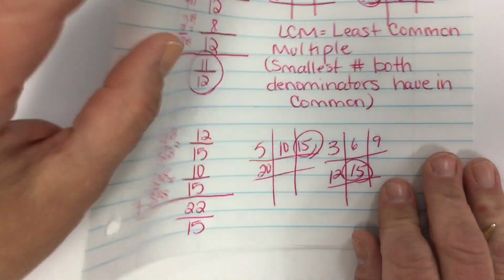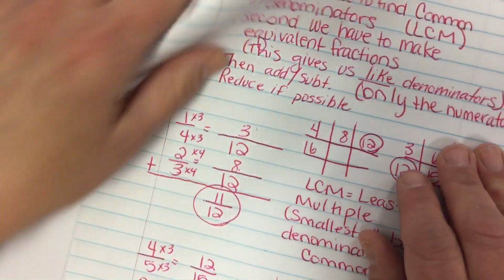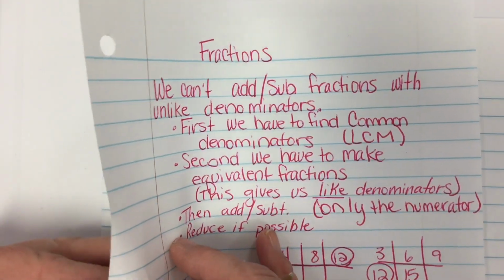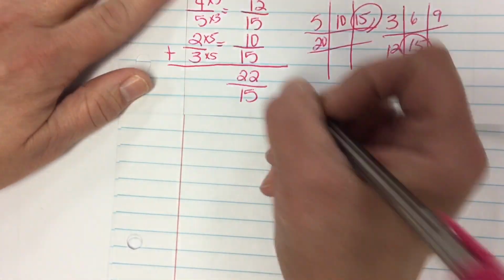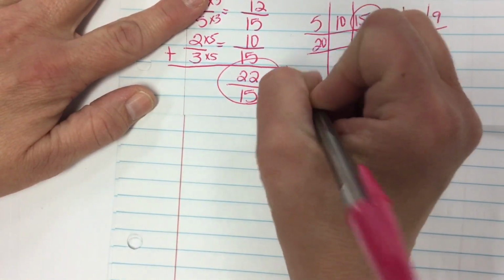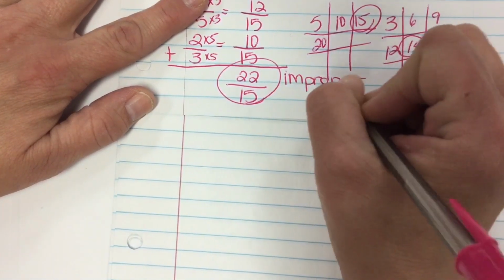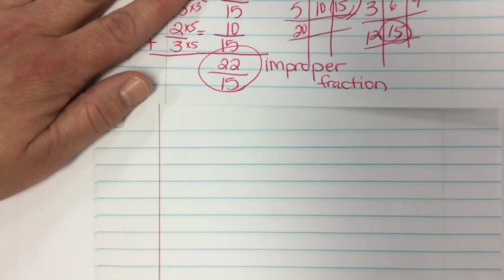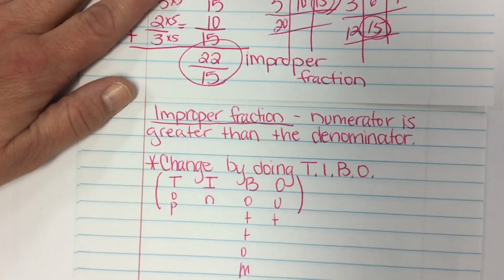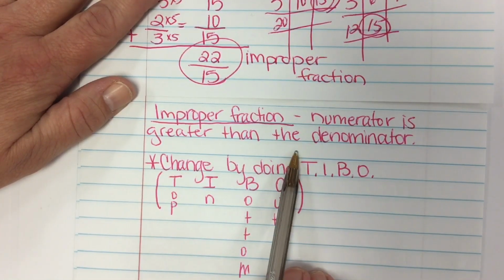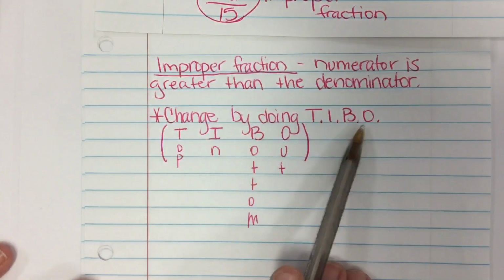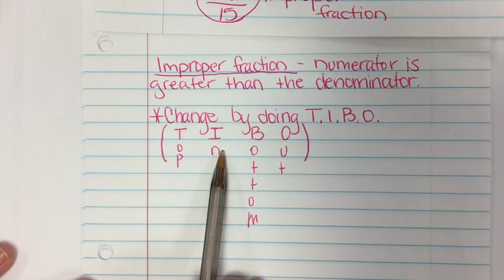All right, so now this leads us to something we can review. 22 over 15 is an improper fraction, because the numerator is greater than the denominator, right? So improper fractions are where the numerator is greater than the denominator. 22 is greater than 15, so that's an improper fraction. And we change it by doing TIBO.